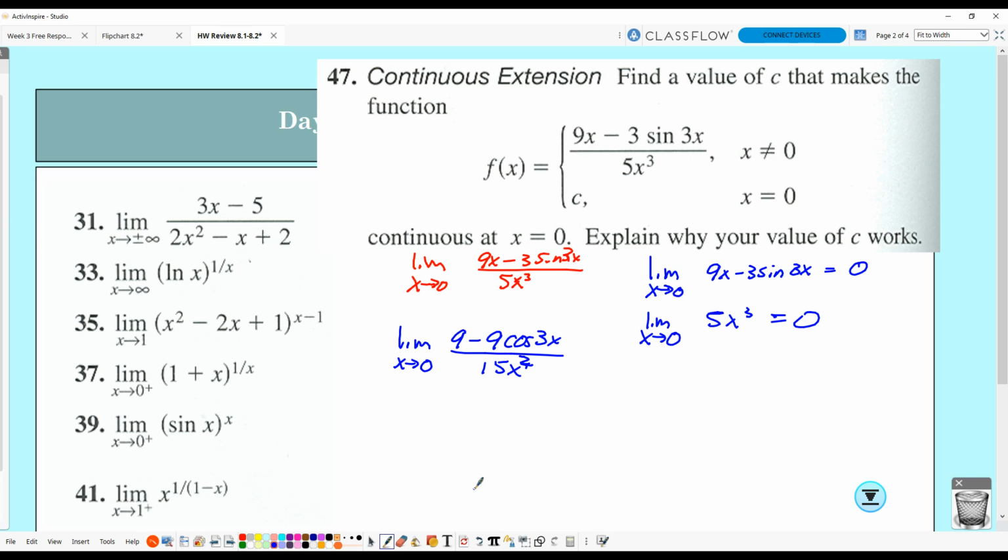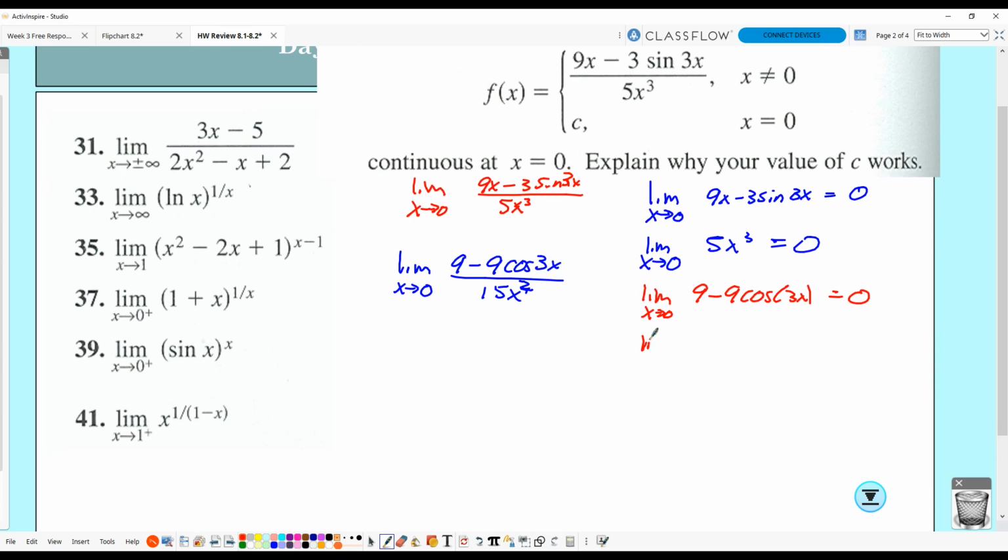Derivative of negative sine 3x is negative cosine 3x. So, all right. Now plugging in 0, 0 over 0. Do you have to show that you would plug it in again? You need to do this again, yes, because you want to do L'Hopital's again. We get 9 minus 9, which is 0. And in the bottom, we get 0. All right. Again.